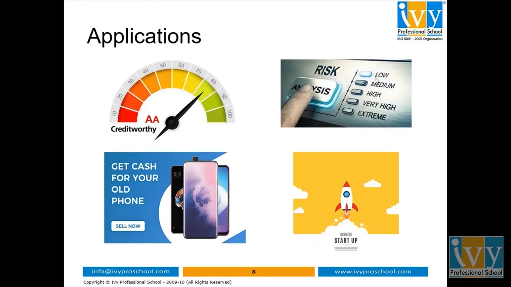Now let us see the applications of decision tree. It can be applied in a case where we have to measure the creditworthiness of a client, whether he or she can be granted a loan or not. The risk analysis of another kind of, suppose, customer or a mutual fund investment, whatever. We can also use decision tree to check what will be the selling value of an old phone that we will be giving up for exchange, and we can be creative as well.